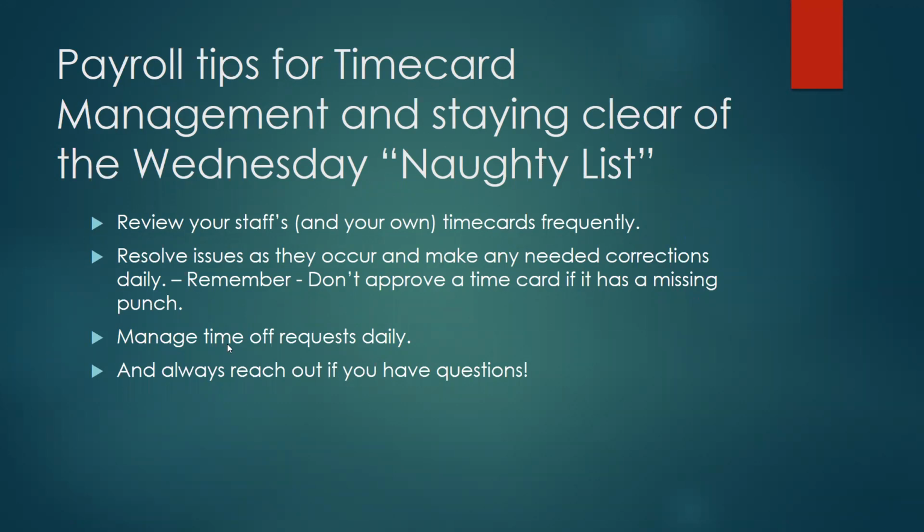So, payroll tips for time card management and staying off of the Wednesday naughty list. Review your staff and your own time cards frequently. Resolve issues as they occur and make needed corrections daily. Don't approve a time card if it has a missing punch. It doesn't correct it, and now you're just going to have to go back in, remove your approval so it can be corrected and for you to reapprove it. If there's one of those giant red boxes on that time card, don't hit approve. Get that corrected first, and then you can approve it.